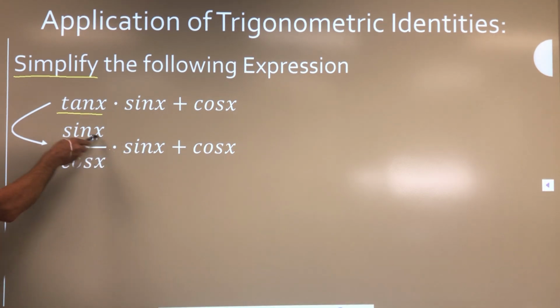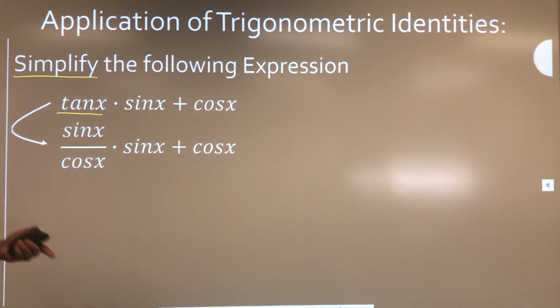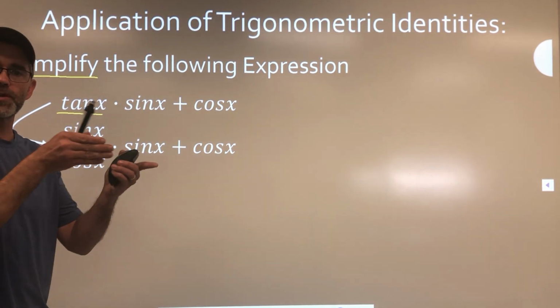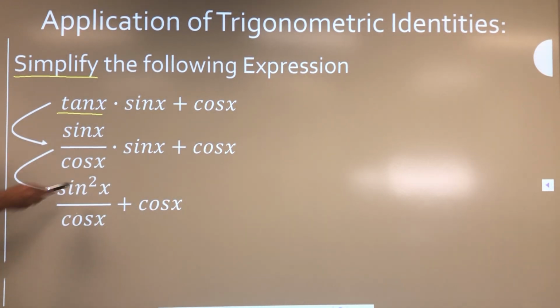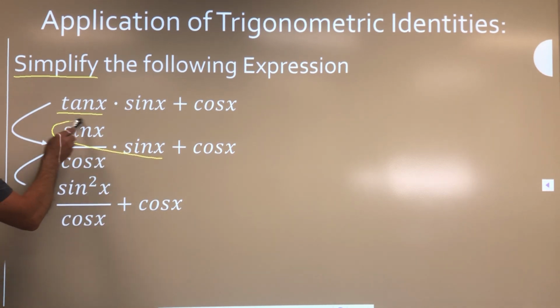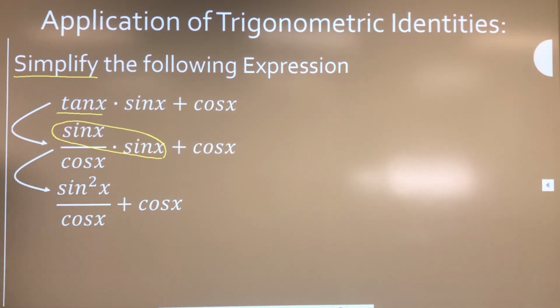I'm just simply going to multiply those together. And I'm going to treat sine times sine just like I would treat x times x. And I'm going to get sine squared x over cosine. So all I did was I combined those to get that next step.